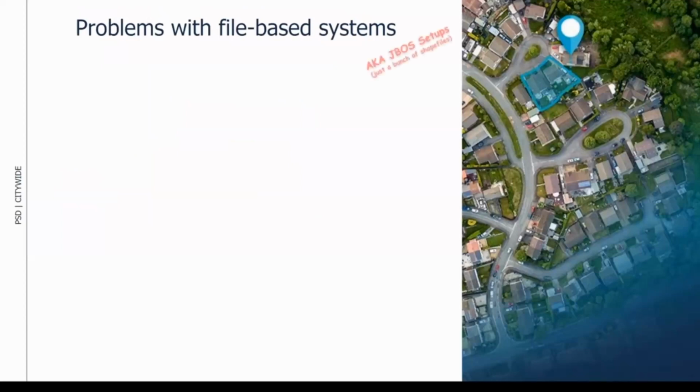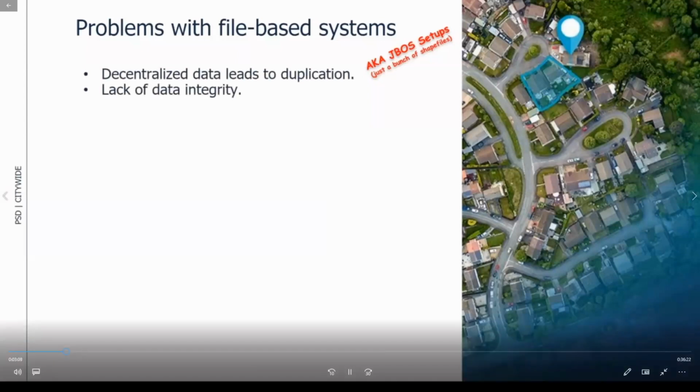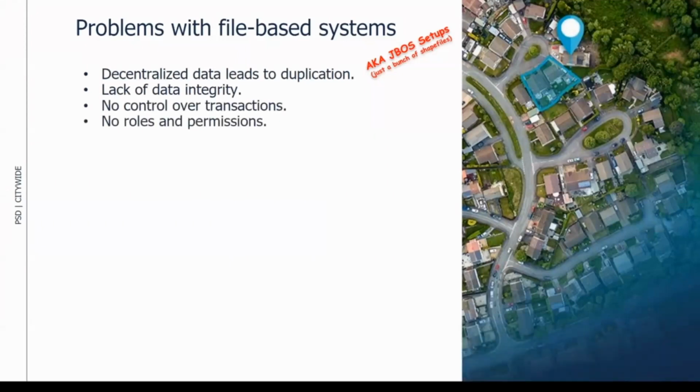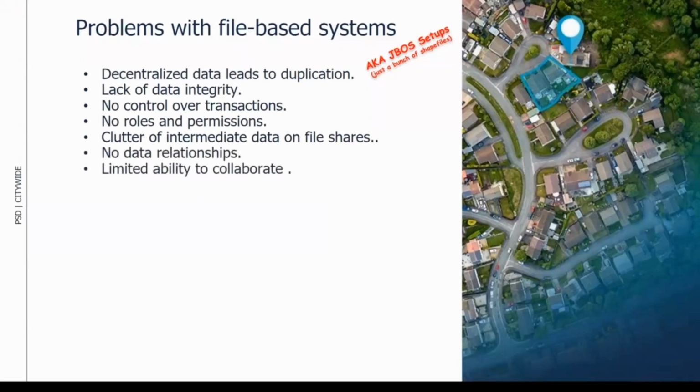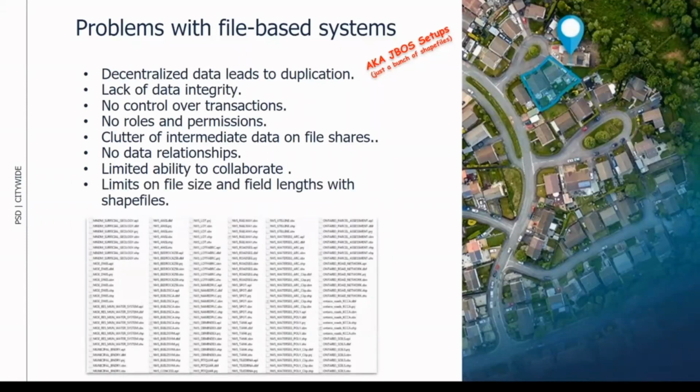So, problems with file-based systems, I call them JBoss systems, just a bunch of shape files. You have decentralized data that leads to duplication. You have a lack of data integrity, no control over transactions, no roles or permissions, a clutter of intermediate data, no data relationships, limited ability to collaborate, limits on file size and field lengths with shape files, and you end up with file folders that look like this.